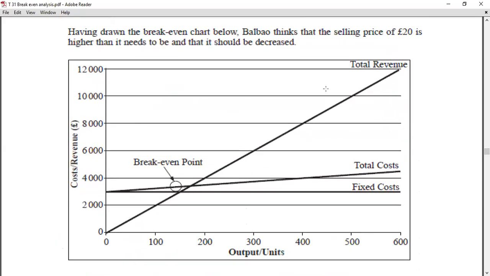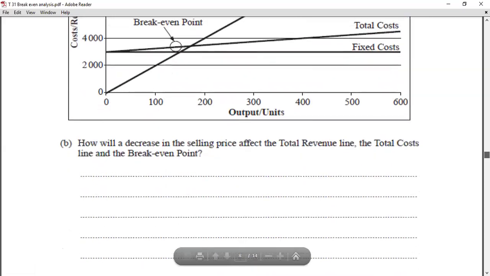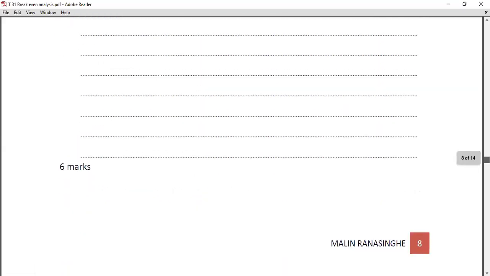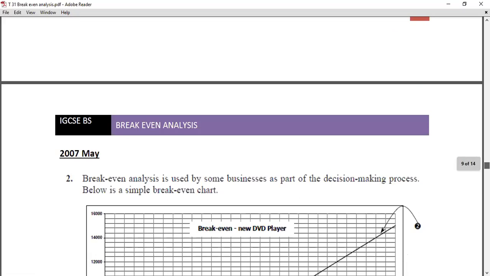If your selling price decreases, total revenue will fall. So you can draw a new line like this, and then you can find that the break-even point right now is about 150. So it will increase as a result of that. So the business has to sell more output in order to break even as a result of that. Right. That is a 6-mark question, analyze question.